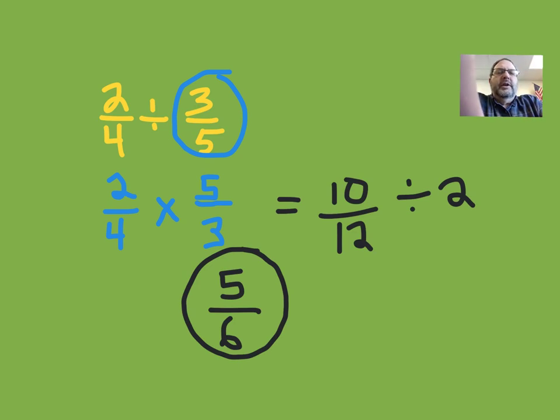Those of you that are really good at seeing things might say, oh, I could have given myself an easier problem right off the bat because 2/4 is really 1/2. And if I would change that to 1/2, I would have given myself an even easier problem to do. Let's take another look at division here in a sec.